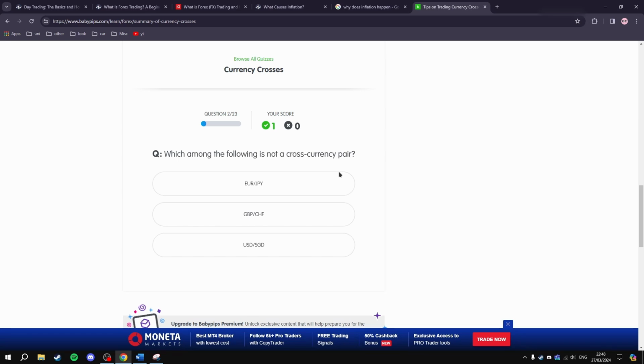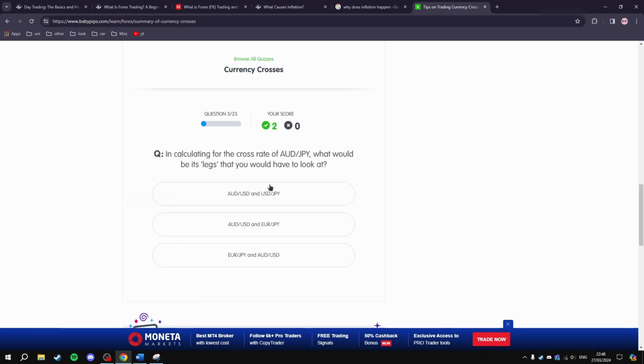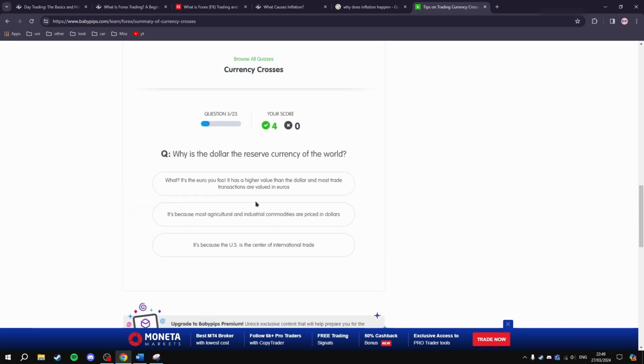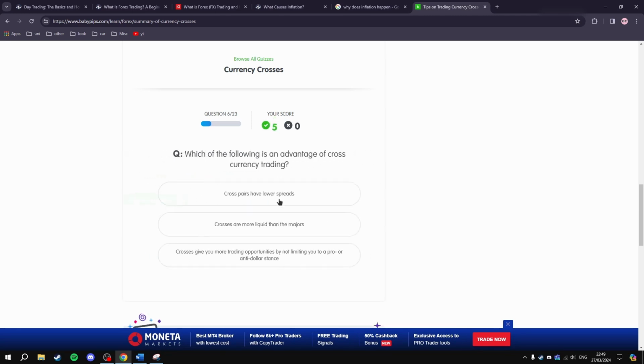Which among the following is not a cross-currency pair? USD SGD. In calculating the cross rate of AUD JPY, what would be the legs that you have to look at? AUD USD and USD JPY. Over 80% of the transactions in the Forex market involve the US dollar. Why is the dollar the reserve currency of the world? It's because most agricultural and industrial commodities are priced in dollars.